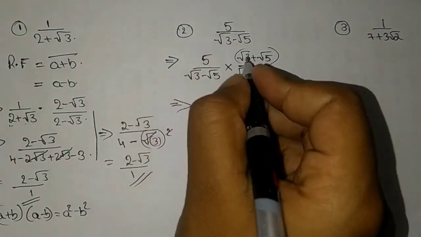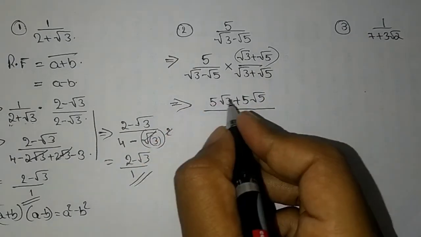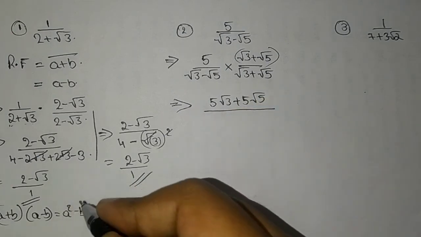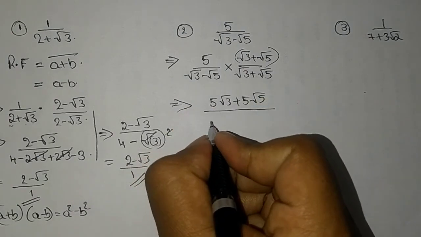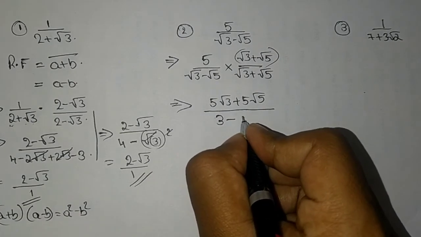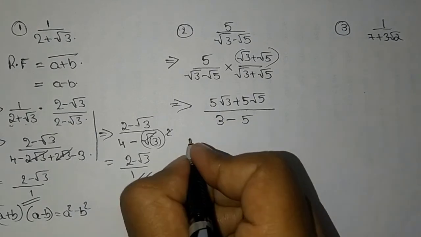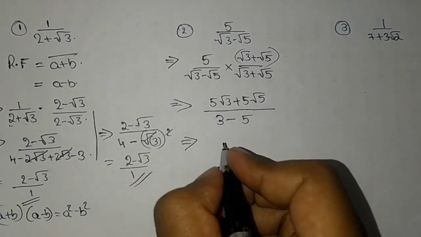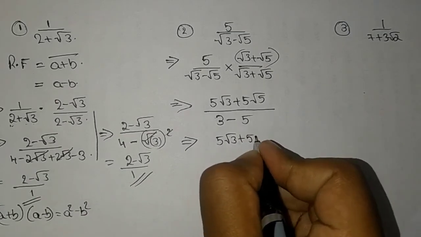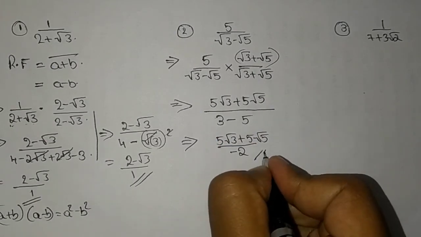If 5 had a root, you could go with the form root ab, and then it would be root 15. Now a minus b into a plus b is a square minus b square. Root 3 square is 3, minus root 5 square, the square and square root cancel, 5. So 5 root 3 plus 5 root 5 divided by 3 minus 5, that is minus 2, is your answer.